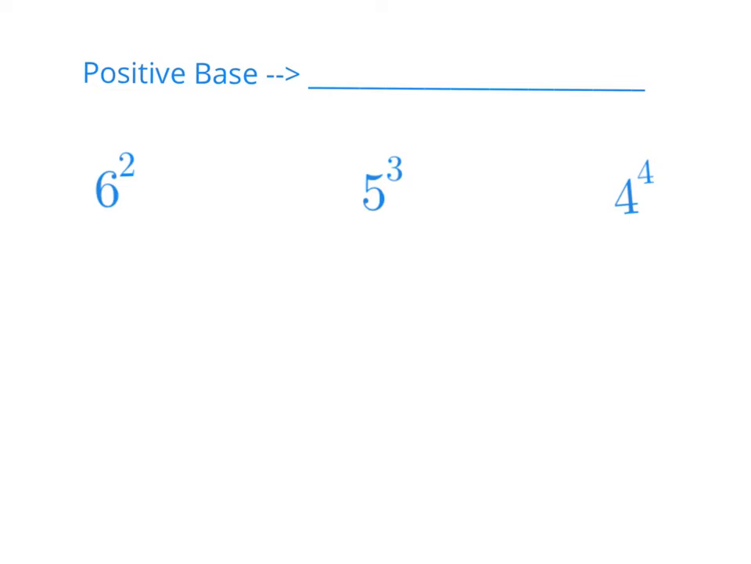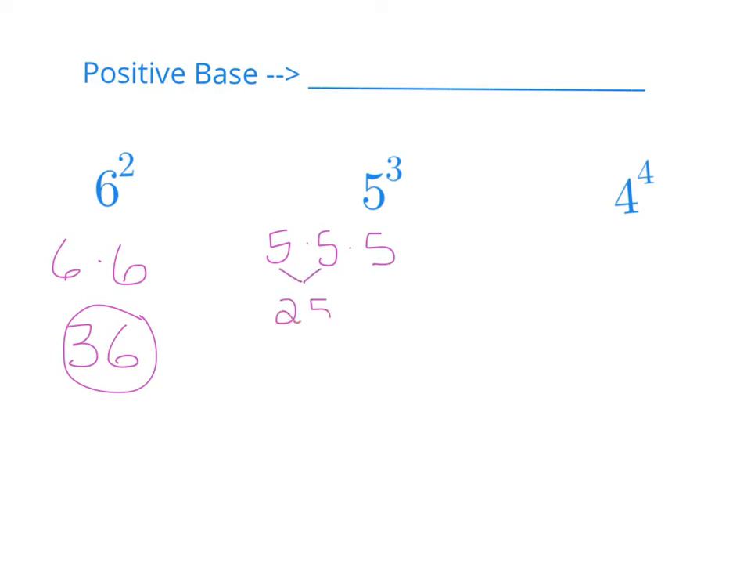Alright, here are 3 examples that we are going to evaluate without a calculator, and they all have a positive base. So positive 6, positive 5, and positive 4. Alright, so 6 squared means multiply 6 by itself twice, and 6 times 6 is a positive 36. Second one, 5 to the third, 5 times itself 3 times. 5 times 5 is 25, and 25 times 5 is 125.